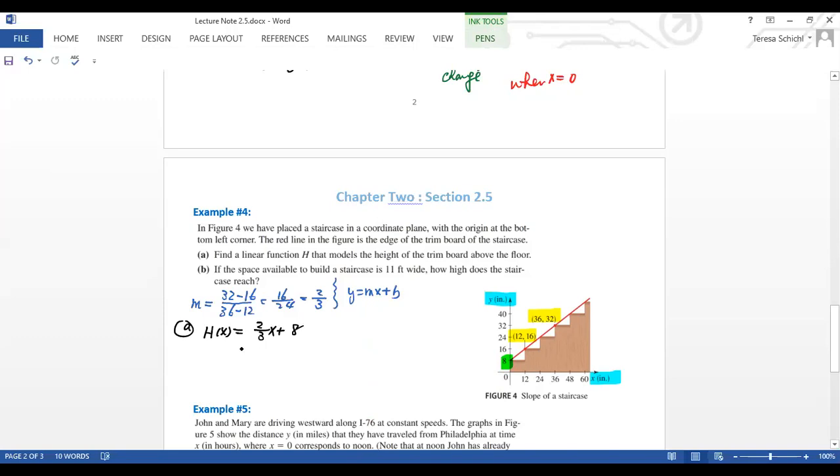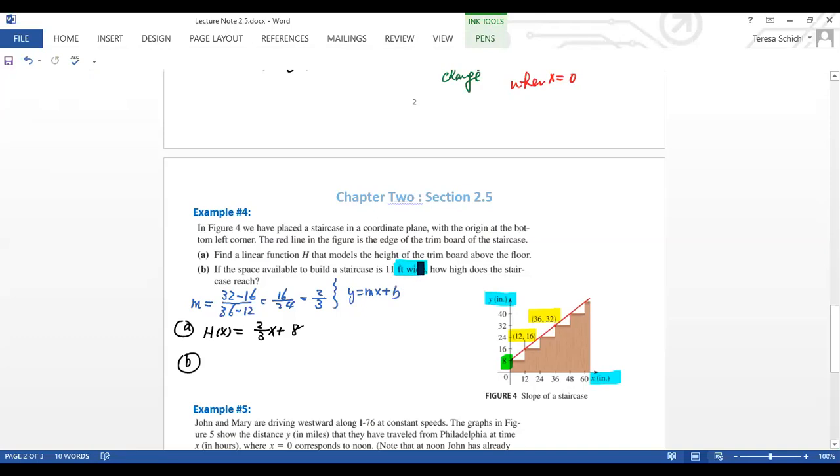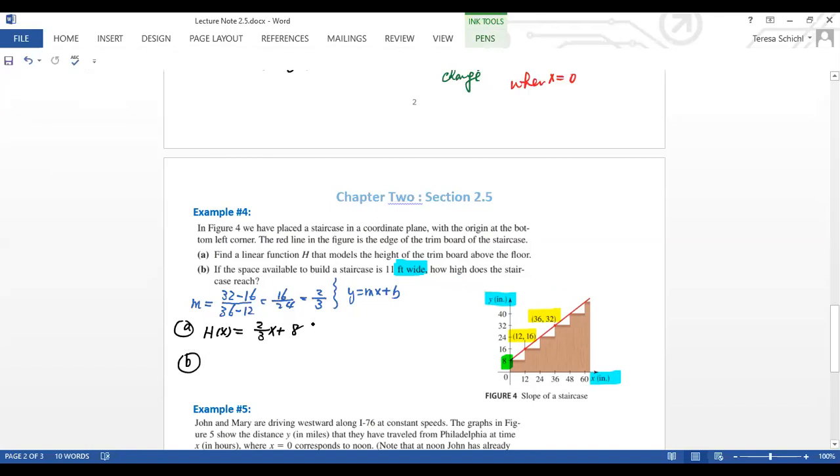All right, okay, so now let's say the space available to build a staircase is 11 feet wide. Be very careful here. Let's say it's 11 feet wide. How high does the staircase go? This is our formula, right? So h(x) is the height of the staircase, correct? Now the x is 11 feet.